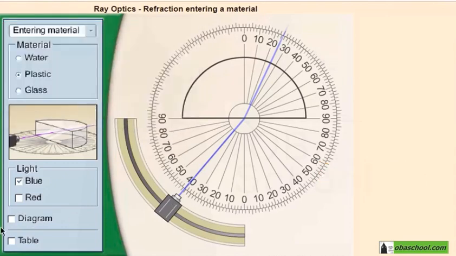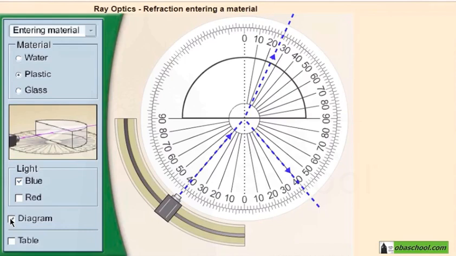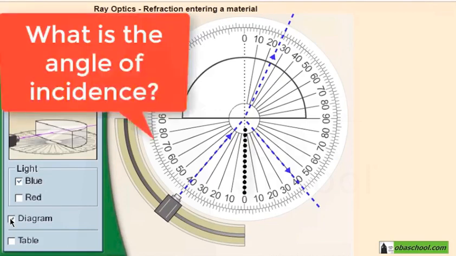Now, we will select diagram to see the directions and the angles the ray makes with the dotted normal. Note that the intensities here are not shown. So, what is the angle of incidence here? The answer is 40 degrees.